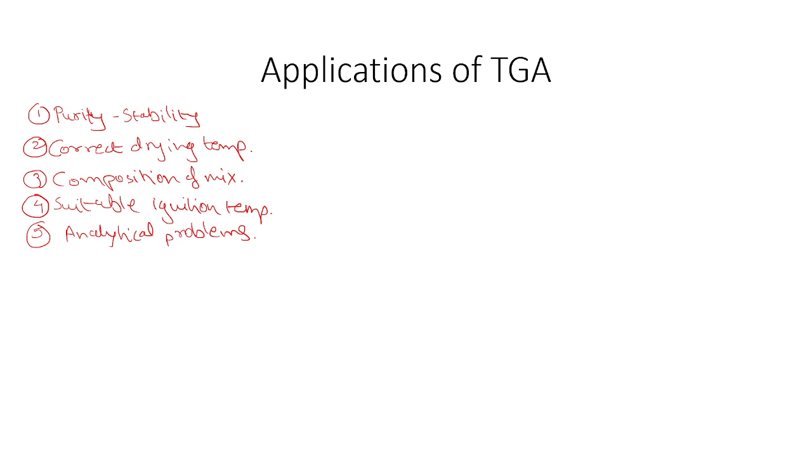So how they are useful, we'll see one by one with examples. Thermogravimetric analysis is very important as far as assessment of purity is concerned. For example, in the volumetric analysis, suppose potassium hydrogen phthalate is used. We'll see here the example for the first application: potassium hydrogen phthalate is used, or sodium carbonate, sodium tetraborate.